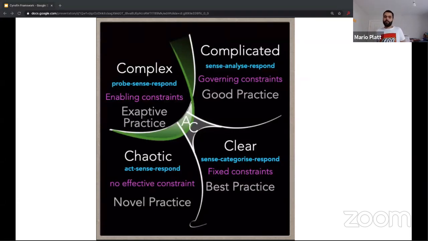So in the chaotic domain, there's no pattern, right? Because there are no constraints. So if I want to deliberately move things into the chaotic domain, I just get rid of constraints, typically in a sandpit, if I'm not really having to go all in, let's say. And so here, what we do is act, sense, respond, right? And this is also where we can find novel practices: removing constraints and then seeing how the system itself evolves.